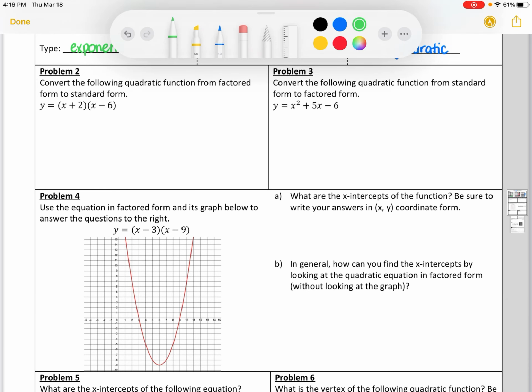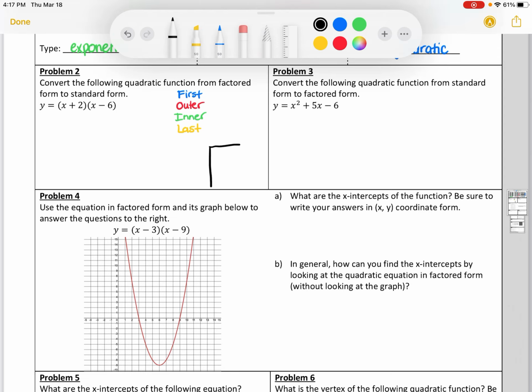There are kind of two options for how you might have learned how to do this. We used the FOIL method, and then we also used a box method that some people liked better, so I'm going to show it both ways at the same time. If you don't remember, FOIL stands for first, outer, inner, and last. Both of these methods are just ways to help us remember. Since we're multiplying x plus 2 times x minus 6, we have to make sure we multiply every possible combination of each factor together in order to get our answer. This helps us make sure we don't forget anything.